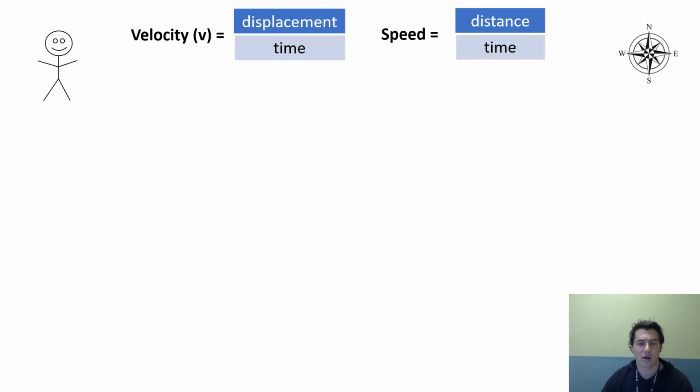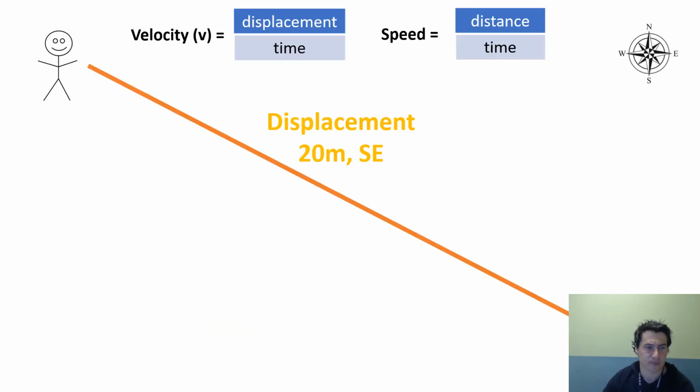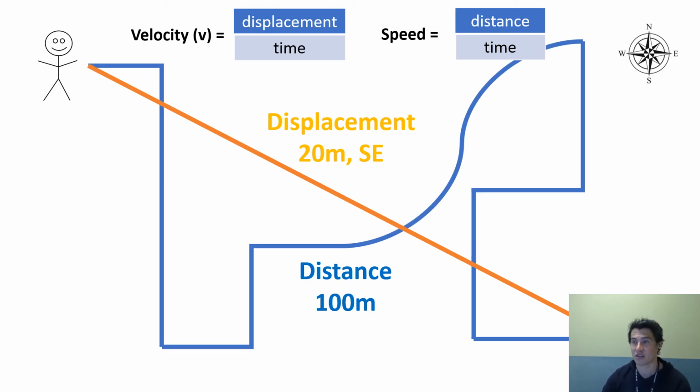So we've got our equations up the top. I've got our same person. The displacement was 20 meters southeast. If we look at our compass up the top right hand corner, never eat soggy Weet-Bix, this person has been displaced 20 meters in the direction of southeast. The distance traveled though was 100 meters. It took them 1 minute or 60 seconds to travel that distance.